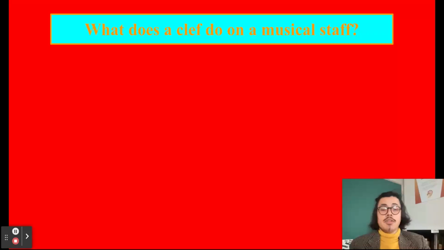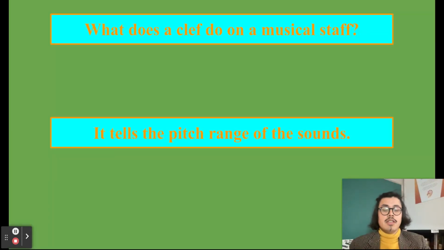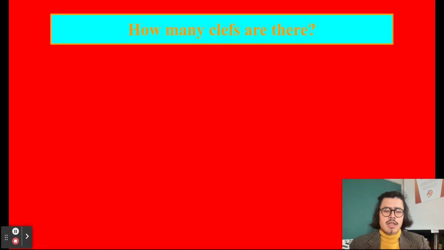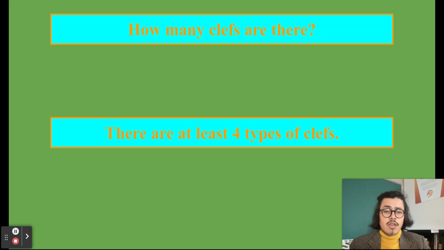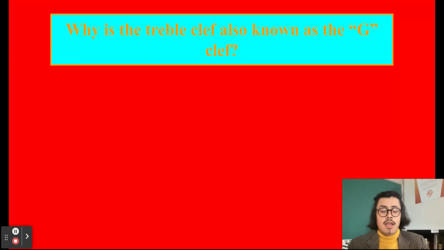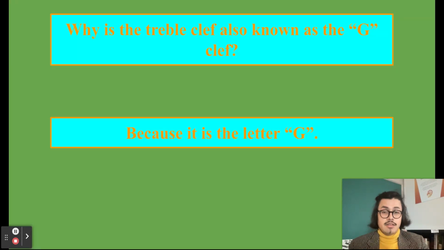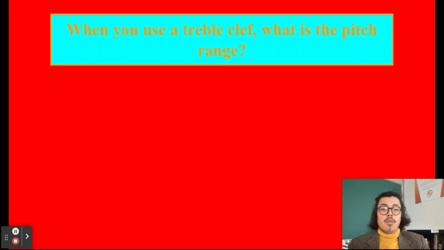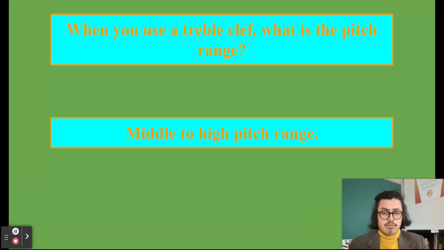What does a clef do on a musical staff? It tells the pitch range of a sound. How many clefs are there? There are at least 4 types of clefs, or at least 4 types that we saw today. And why is the treble clef also known as a G clef? Yes, because it's literally the letter G written in cursive. When you use a treble clef, what is the pitch range? Yes, middle to high pitch range, going from middle C all the way up until the end of the staff.